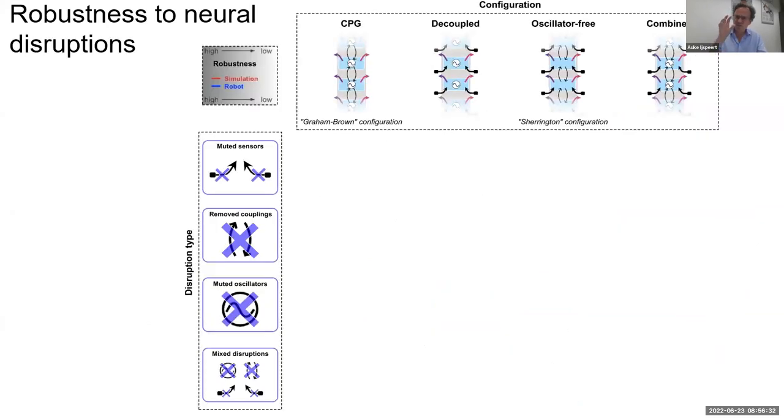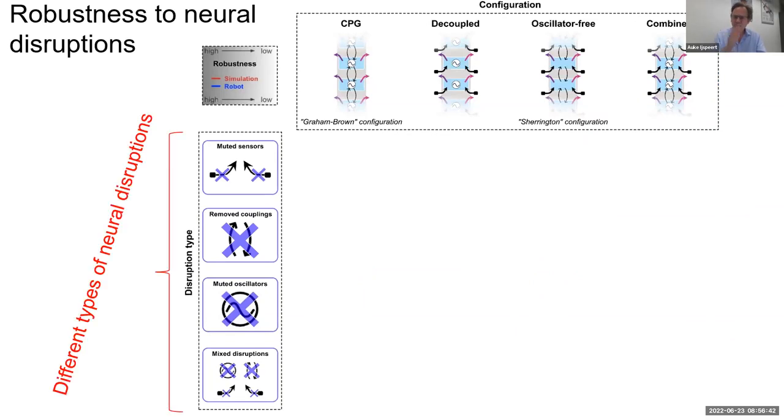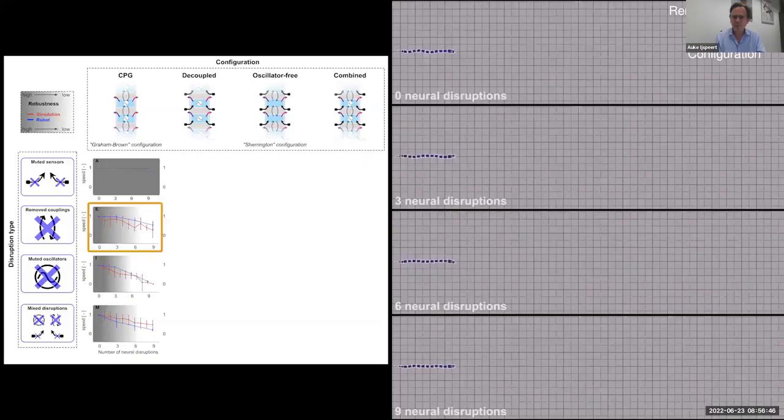Now, the final message of the paper was to see how robust this system is if you start lesioning it, if you kill some sensors, or if you kill some couplings. So what we could do is take each type of controller and systematically apply perturbations to it. For instance, if we take the CPG controller and we start removing coupling, and if there's no feedback, you very rapidly get distorted and you lose swimming speed. So that's really bad.